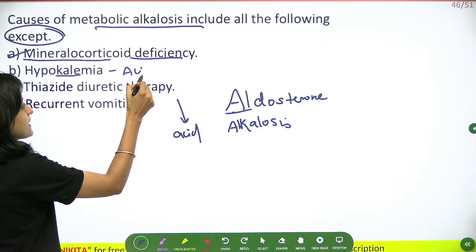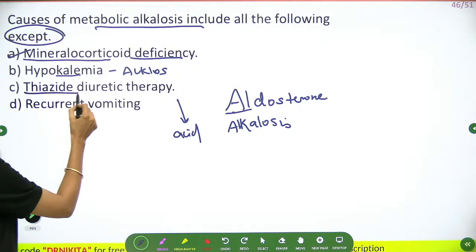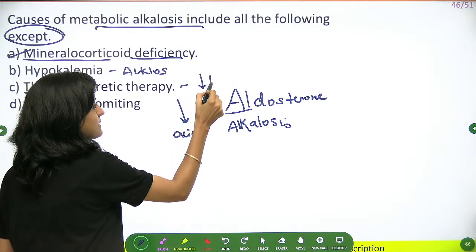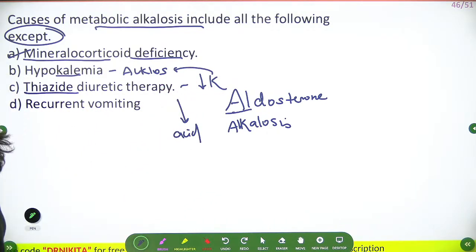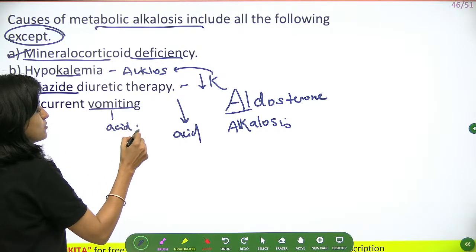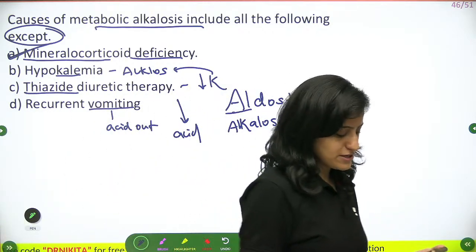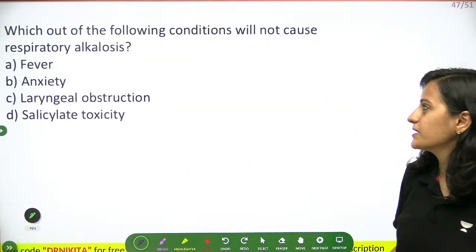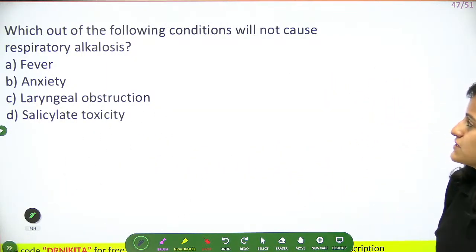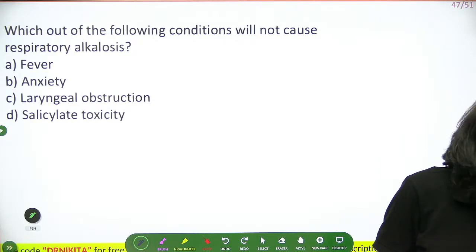Hypokalemia, all K loss, right? That is alkalosis. Thiazide diuretics also cause hypokalemia, so this is alkalosis. Recurrent vomiting, acid going out, so this is alkalosis. So the answer is A, that is your mineralocorticoid deficiency. Okay, next one. Which of the following conditions will not cause respiratory alkalosis?